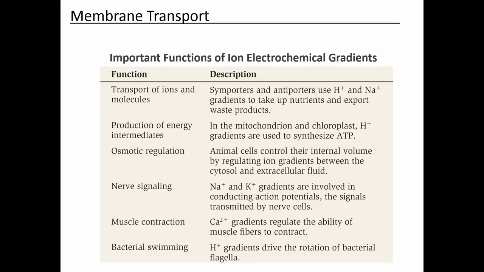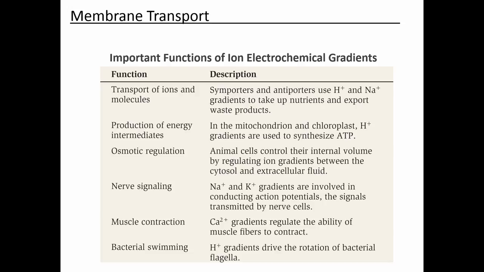So we're going to see that something flowing down its concentration gradient or electrochemical gradient can be used to move a second thing against its concentration gradient. That's similar to the fact that you can use water going down a waterfall to power some other process. That's essentially what's going to happen in that case.